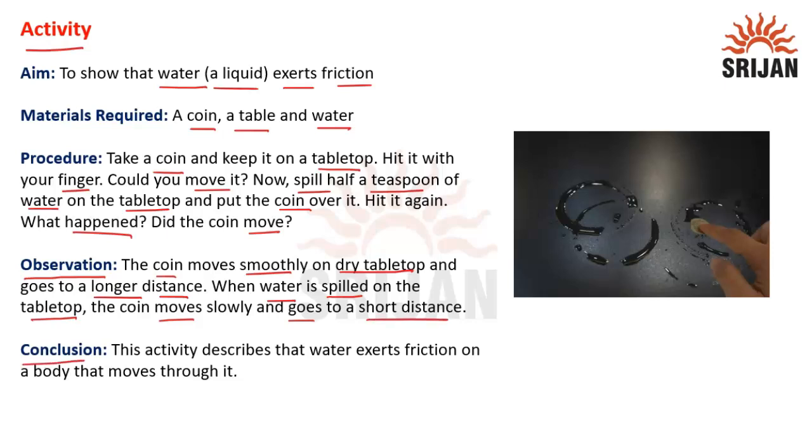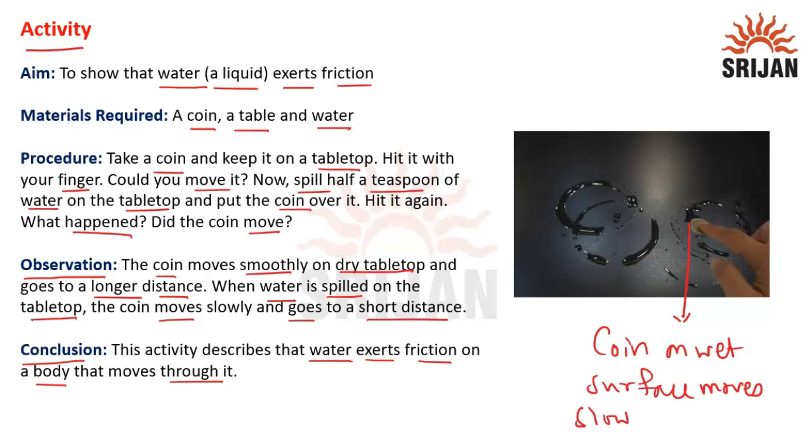So what will be the conclusion? That this activity describes that water exerts friction on a body that moves through it. So we can write here that the coin on the wet surface moves slowly due to friction.